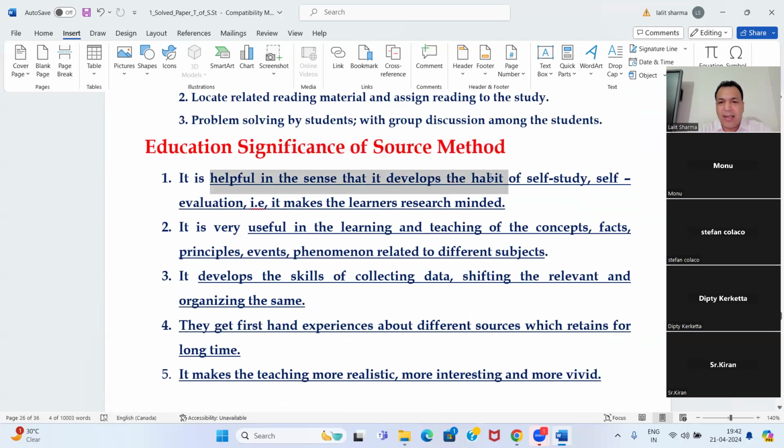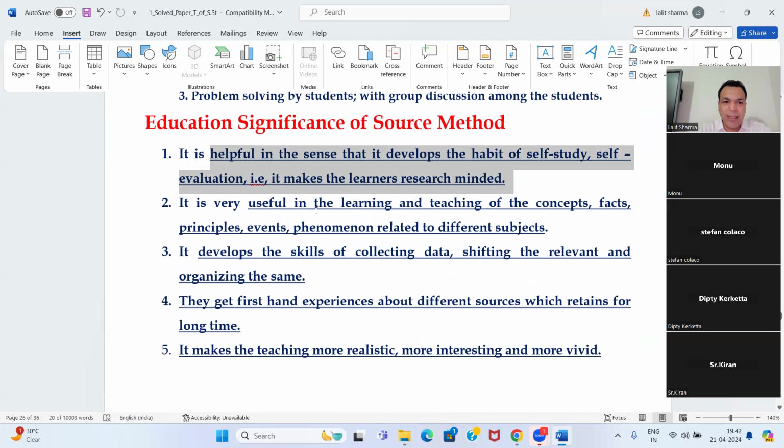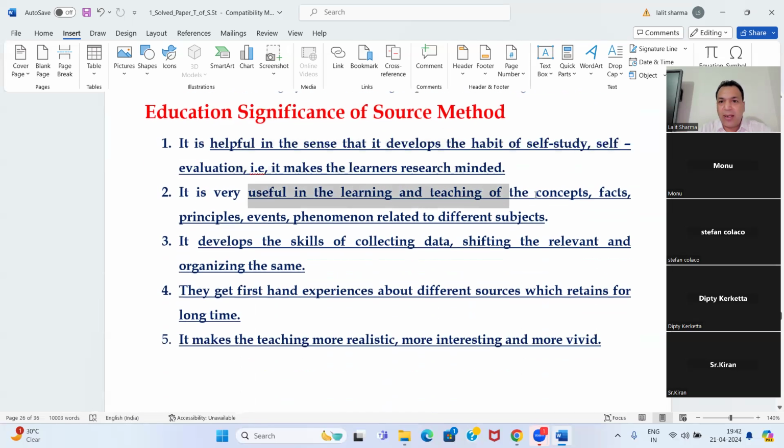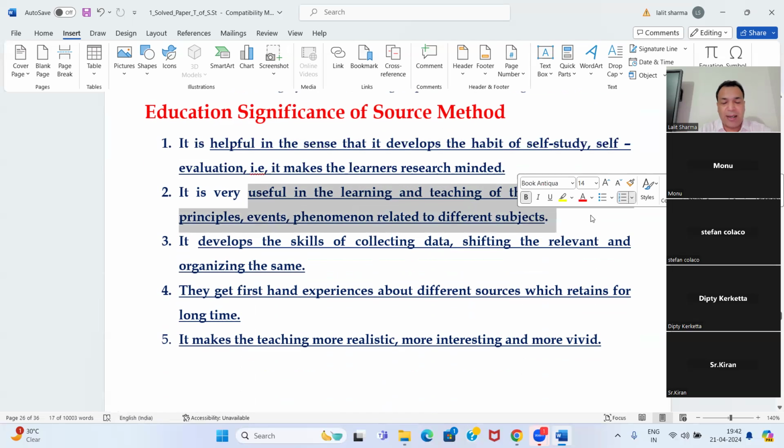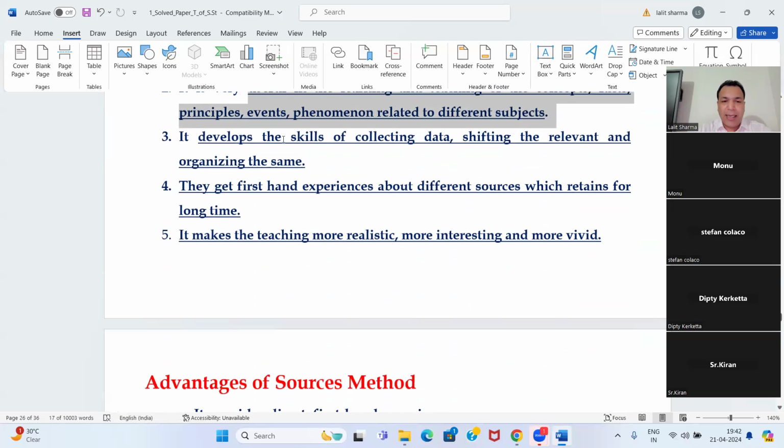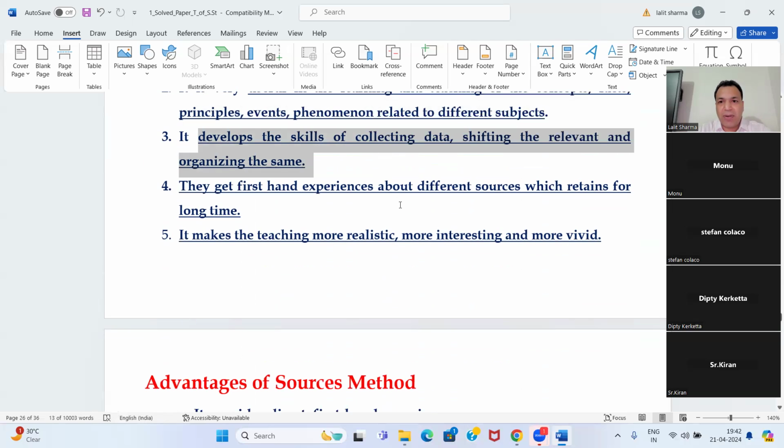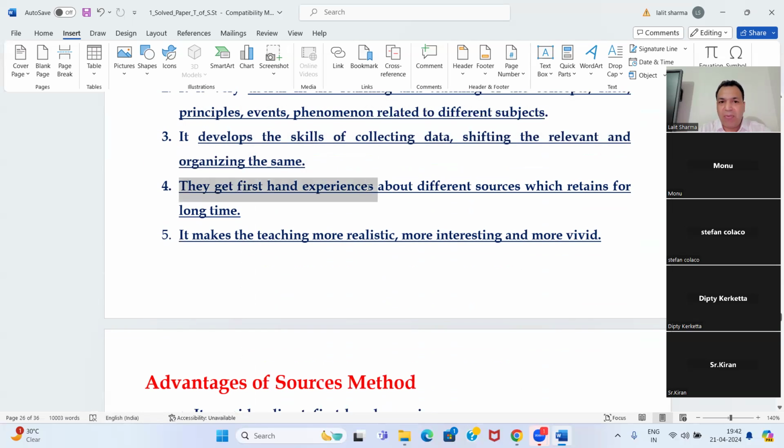इट इज हेल्पफुल इन सेंस दैट इट डेवलप्स द हैबिट ऑफ सेल्फ स्टडी, सेल्फ इवैल्यूएशन. नेक्स्ट इज very useful in learning and teaching of the concepts, facts, principles, events, phenomena related to the different subjects. It develops the skill of collecting data, sifting the relevant and organizing the same. Okay, fourth देखो important, they get first-hand experience about different sources which is retained for a long time. Happens na, you have seen that.